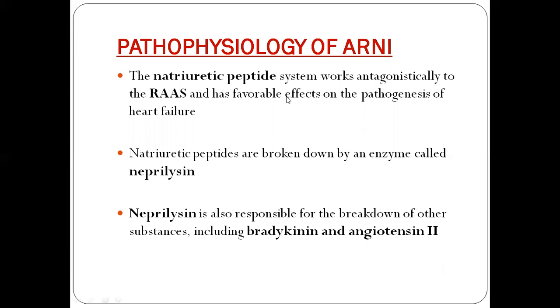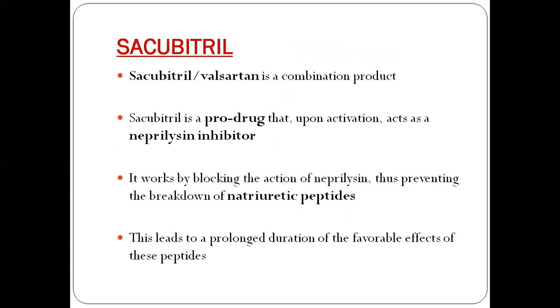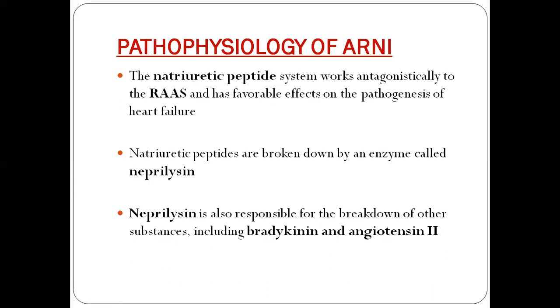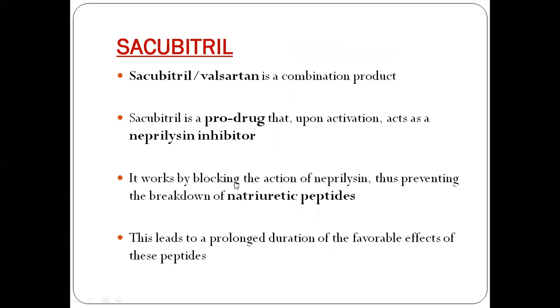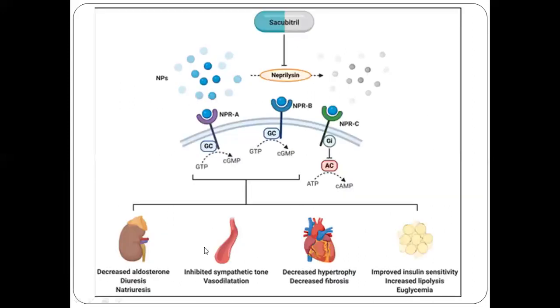Thus, if you only inhibit neprilysin, that is not sufficient. We also need to inhibit angiotensin 2, because this increase in angiotensin 2 can be detrimental. So a combination was made, which is called sacubitril/valsartan. Sacubitril is a neprilysin inhibitor, it inhibits the neprilysin enzyme, whereas valsartan is the angiotensin 2 receptor blocker. It works by blocking the action of neprilysin, thus preventing breakdown of natriuretic peptides. This leads to a prolonged duration of the favorable effect of these peptides.